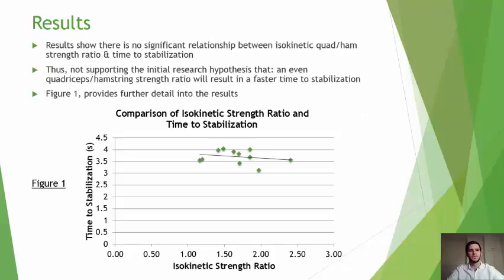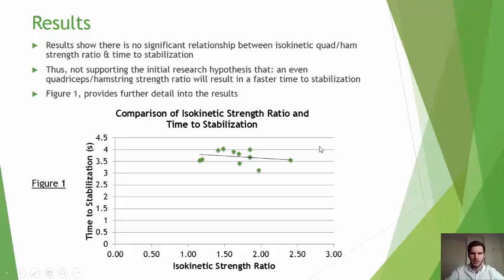To the results. Results show there is no significant relationship between isokinetic quadricep to hamstring strength ratio and a better time to stabilization. This did not support our initial research hypothesis that an even quad-ham strength ratio would result in a faster time to stabilization. Figure 1 provides further detail of these results.